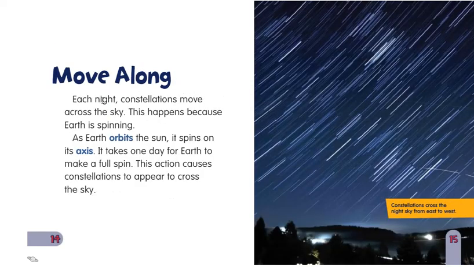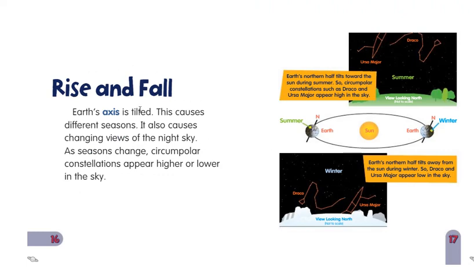Move along. Each night, constellations move across the sky. This happens because Earth is always spinning. As Earth orbits the sun, it spins on its axis. It takes 1 day for Earth to make a full spin. This action causes constellations to appear to cross the sky. So constellations move across the night sky from east to west. That's a time-lapse picture to give the impression that the stars are moving. But it's really the Earth that's spinning, not the stars.